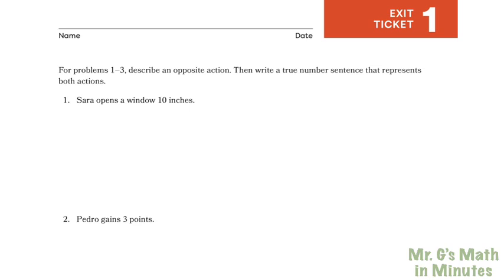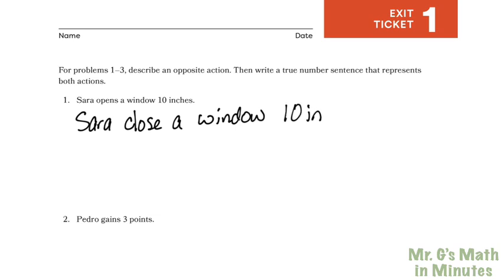In number 1, reading the instructions, it says for problems 1 through 3, describe an opposite action and then write a true number sentence that appears in both actions. So if Sarah opens a window 10 inches, the opposite is Sarah closes a window 10 inches. A math problem that would show that: if she opens the window, it opens a gap 10 inches wide. And then if she closes the window, that would be a negative 10. And 10 plus negative 10 gives us 0.